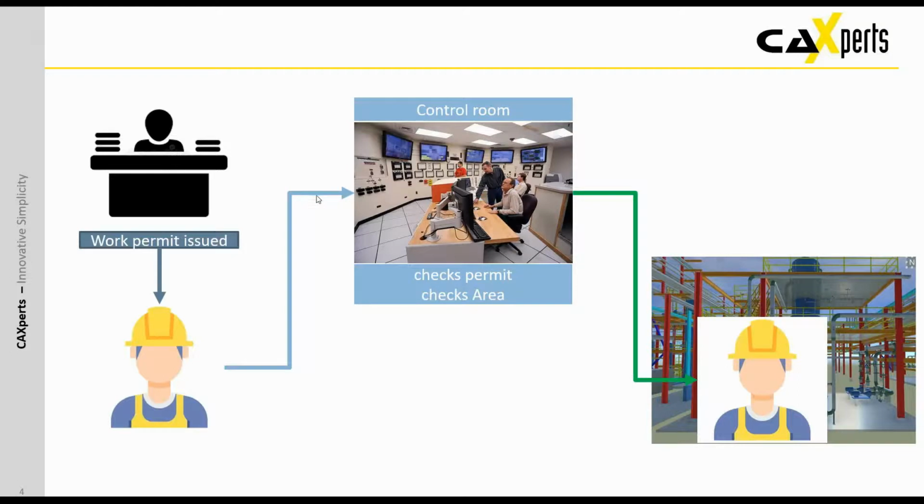So in this case, the work permit is issued to the worker. The worker goes to the control room where the permit is checked, where the areas where the works are supposed to be conducted are checked if they're free, if there's any issues that prevent those works being done. And eventually, when access is granted, the worker can then enter the plant and conduct his work.